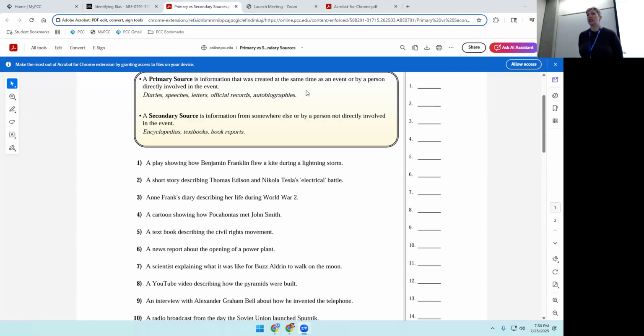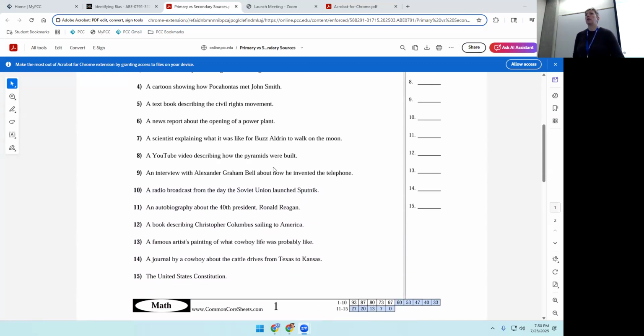Number 7, a scientist explaining what it was like for Buzz Aldrin to walk on the moon. That's secondary. 8, a YouTube video describing how the pyramids were built. Very secondary. An interview with Alexander Graham Bell about how he invented the telephone. Primary. Radio broadcast from the day the Soviet Union launched Sputnik. That is primary. Excellent.